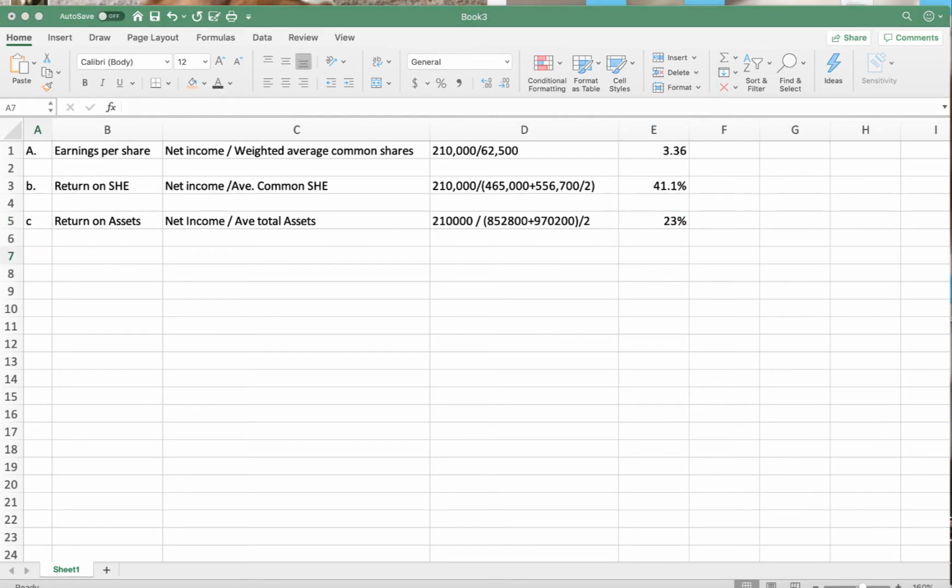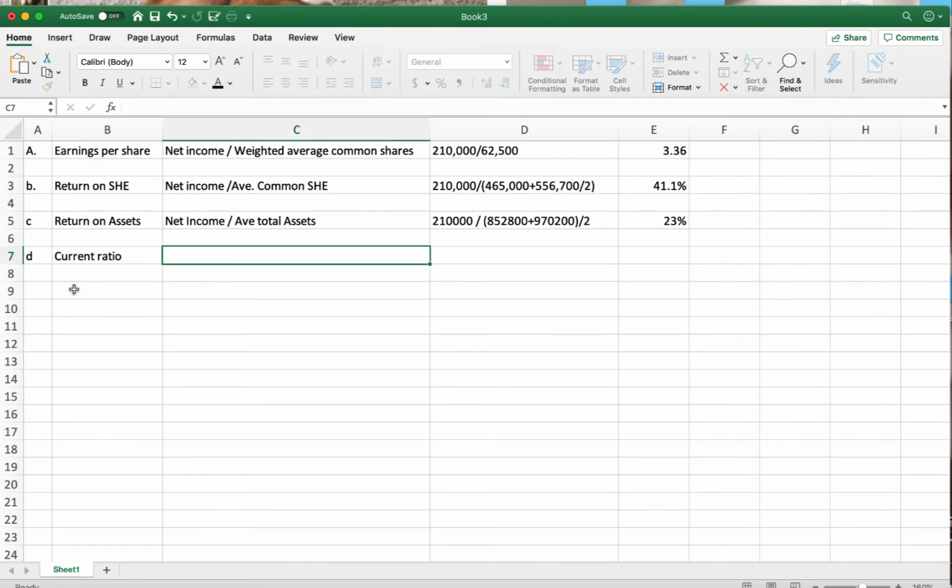Now the next thing we need to do per the problem is determine what our current ratio is. So that's an easy one, D. And remember, current ratio measures liquidity. So how do I calculate the current ratio? Well, that's easy. To calculate it, I need to take my current assets and divide it by my current liabilities.